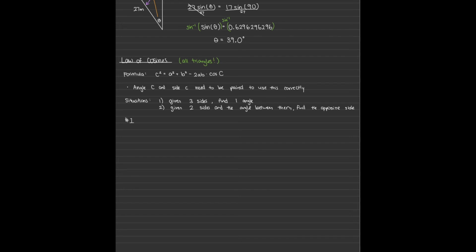So in number one, let's draw an obtuse triangle. Situation 1 is given 3 sides. So we'll call this side 10 meters. We've got 17 meters and we have 11 meters. And let's say we're trying to find this angle down here. I'll call it theta.